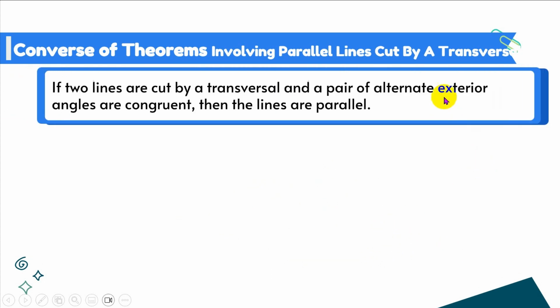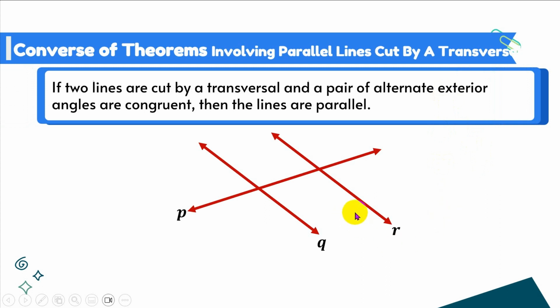Another, alternate exterior angles. So again, given po muna ang alternate exterior angles, they should be congruent, they should have equal measurement before we conclude that line Q is parallel to line R or line R is parallel to line Q. Okay? So tandaan, angles ngayon ang unang given sa atin.